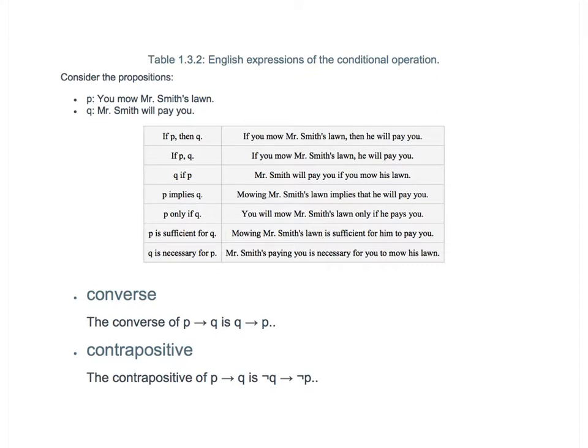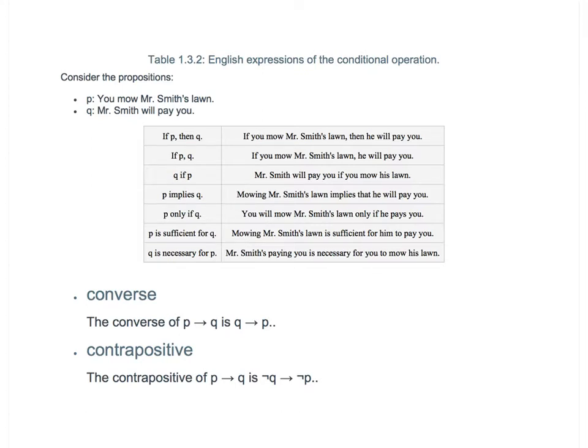The second one is the same as the first one, but you can simply remove the word if. P, comma, Q. If you mow Mr. Smith's lawn, comma, he will pay you. The third one, we first mention Mr. Smith will pay you if you mow his lawn. Again, same proposition, different expression. The fourth one is P implies Q. Mowing Mr. Smith's lawn implies that he will pay you.